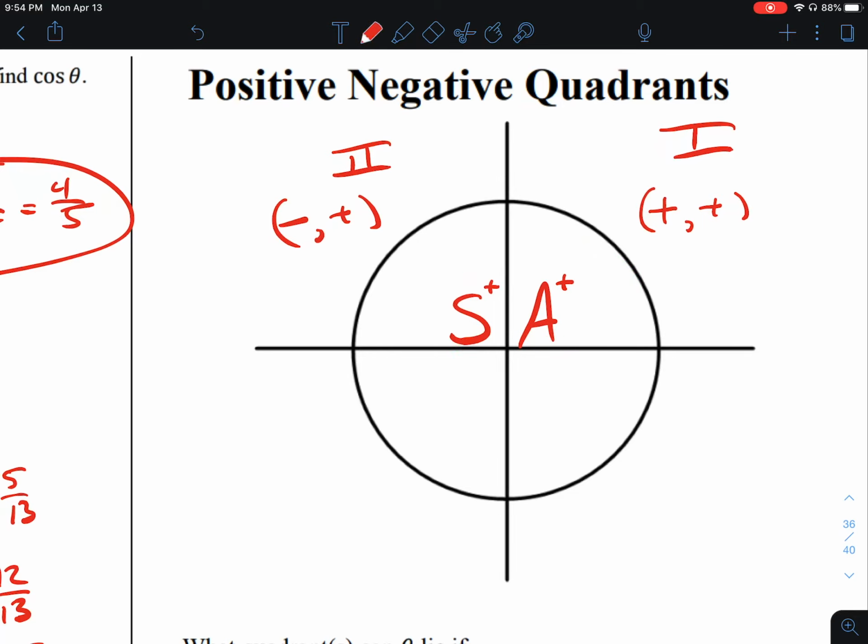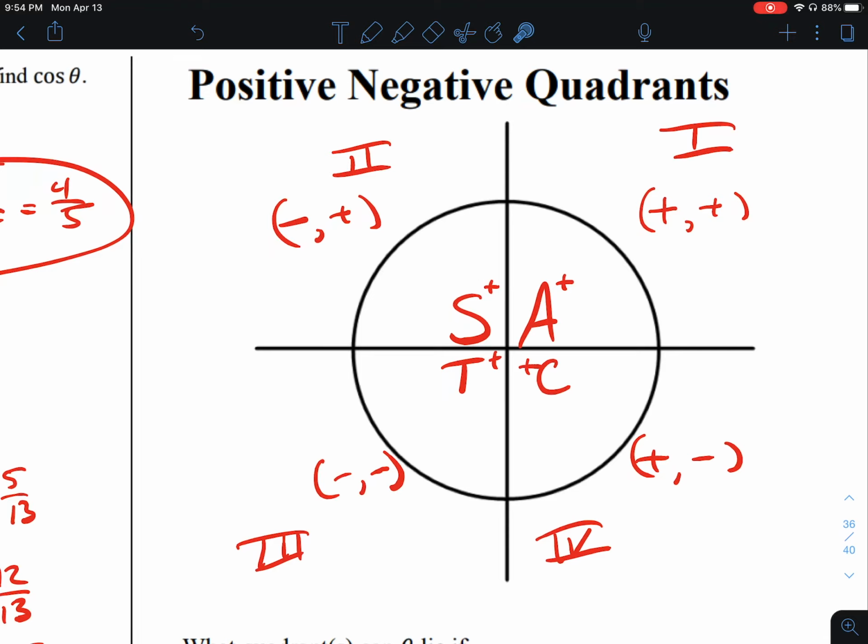In quadrant 3, both x and y are negative. Therefore, tangent is the only positive trig function. Because if you divide two negatives, you get a positive. In quadrant 4, x is positive and y is negative. Only cosine is positive in quadrant 4. Sine's negative because you have a negative over a positive. Cosine's positive because you have a positive over a positive. Tangent's negative because you have a negative over a positive.